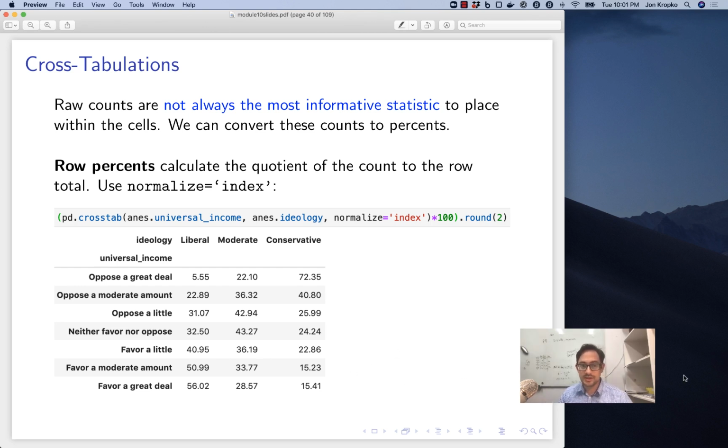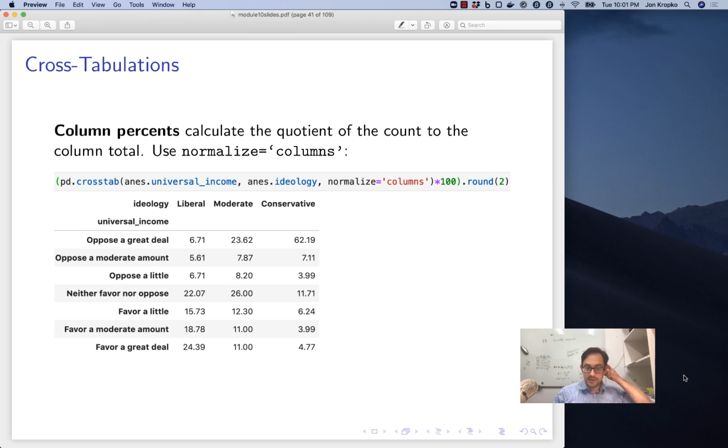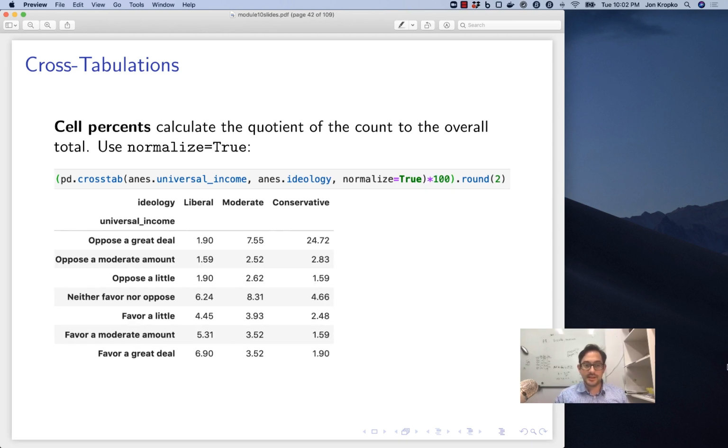If we wanted column percents, we use normalize columns. The way these are interpreted, of people who identify as liberal, 24.4% favor universal basic income a great deal. 18.8% favored a moderate amount, right? Of those who are conservative, 62.2% oppose it a great deal. And then cell percents calculate the percentage out of the total number of observations. So 24.7% of people are both conservative and oppose a universal basic income a great deal.